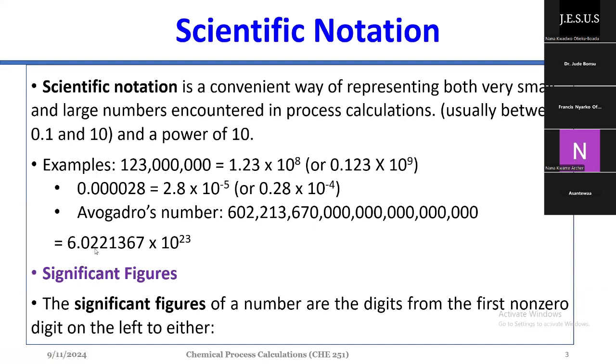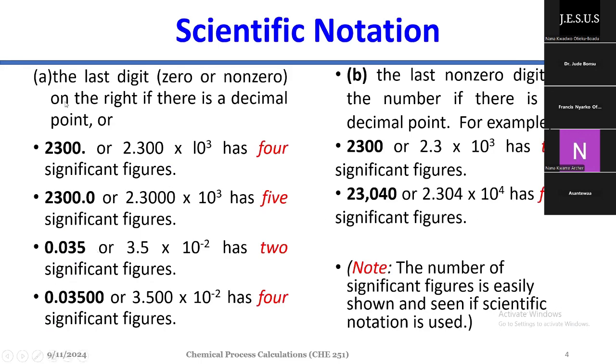And then we also look at significant figures. When you say significant figures, you are looking at how significant a value or a number is. There are some rules you should take note of. The first one is the last digit on the right if there is a decimal point. So when I have a number like this, 2,300, and then there's a point here. So far as there is a dot here, then the number of significant figures would be you counting all the numbers till you get to the last number. So this will be 1, 2, 3, 4, because this is the last number. So this will have 4 significant figures.